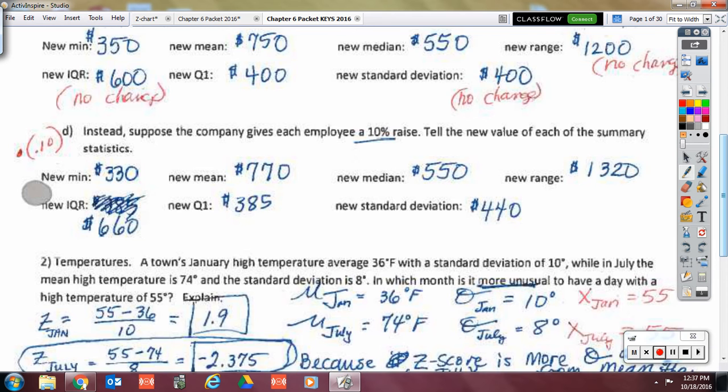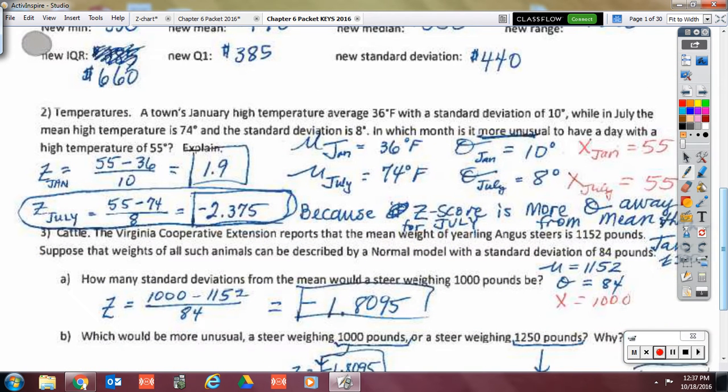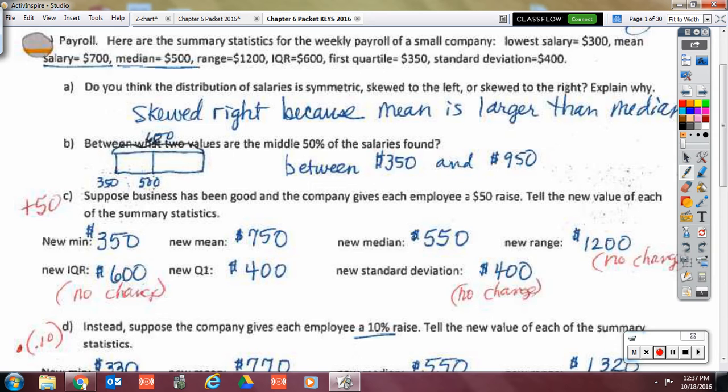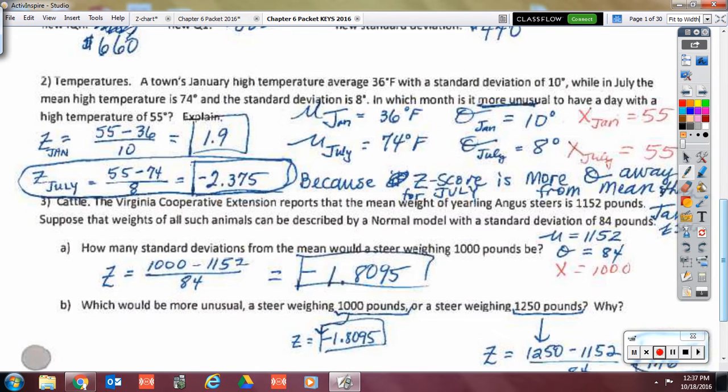All right. This next one, you wanted to see which is more unusual, 55 degrees in January or 55 degrees in July. So you got the Z-score for both, and you wanted to see which one was farther away from the mean. And even though this July was negative, it didn't really matter if they were negative or positive. You were just seeing how far these Z-scores were away from the mean, and the one farther away was more unusual. So the July is more unusual.